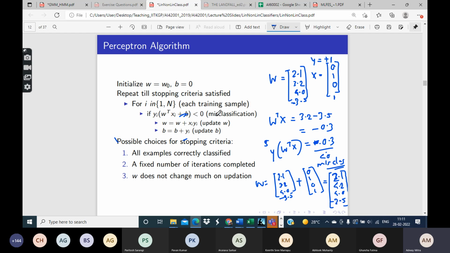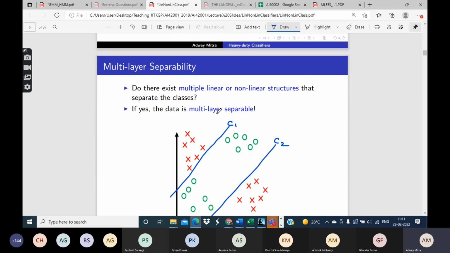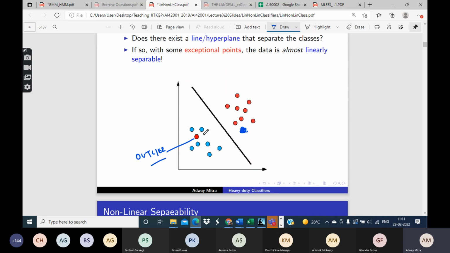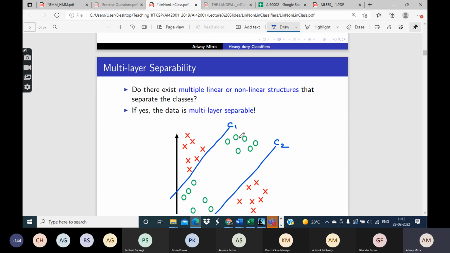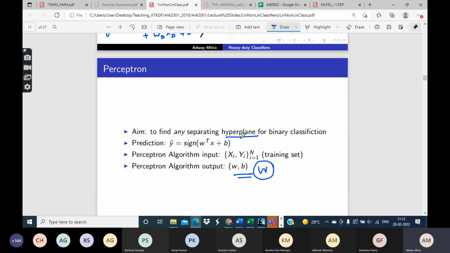There may be datasets on which such a structure may not be present. So in the last class, we had seen some examples like this, for example. Here, as you can understand, no linear structure is present which can separate the two classes. In this case, there are some small number of outliers, but apart from that, there do exist linear classifiers. So whether this will work or not depends entirely on the data set.